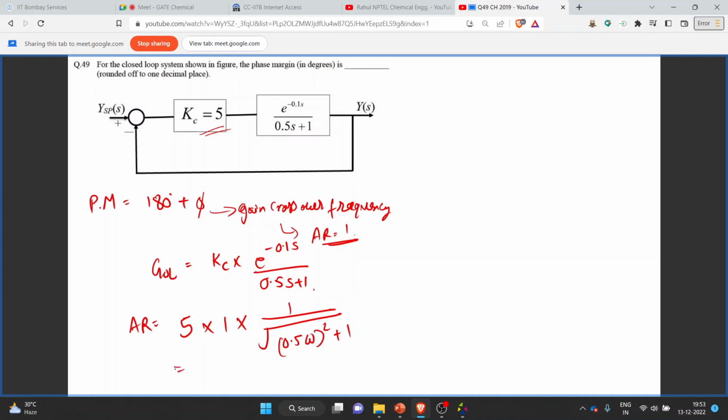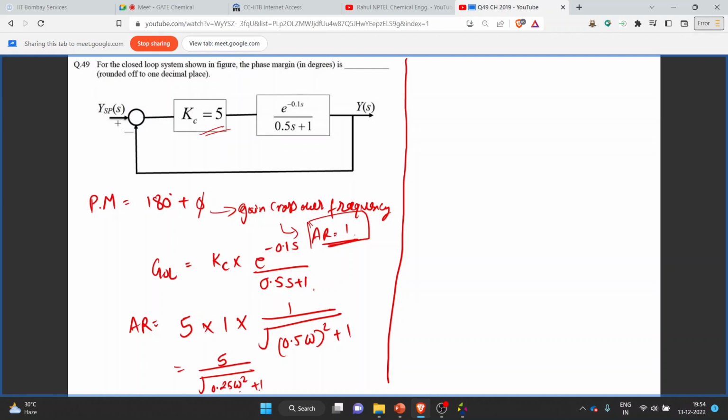Now we can simplify this as 5 upon under root of 0.25 omega square plus 1. Now for calculating this phase margin, we need to find this phi at the gain crossover frequency, for which we need to find this omega. And for this gain crossover frequency, the amplitude ratio is 1. So we will be replacing the value of amplitude ratio as 1, finding the value of omega, and then calculating the phase lag to find the phase margin.